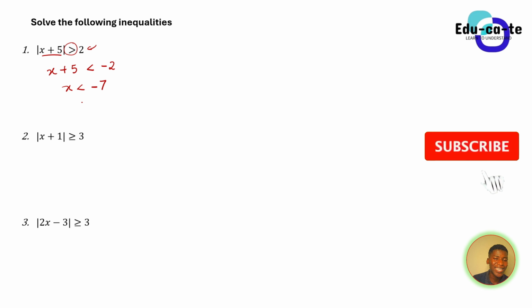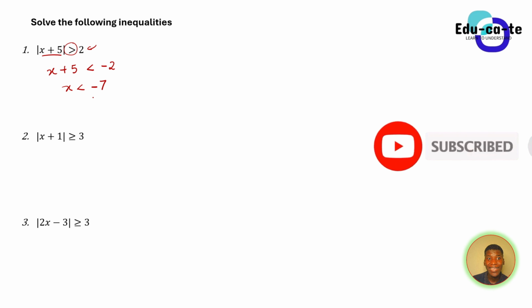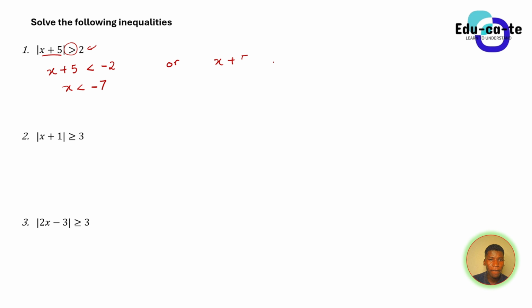For us to get an absolute value that is greater than 2. So x must be less than -7. Or you can say that x plus 5 must be what? Must be greater than positive of this number, +2. In this case, x must be greater than 2 minus 5, which is going to be -3.